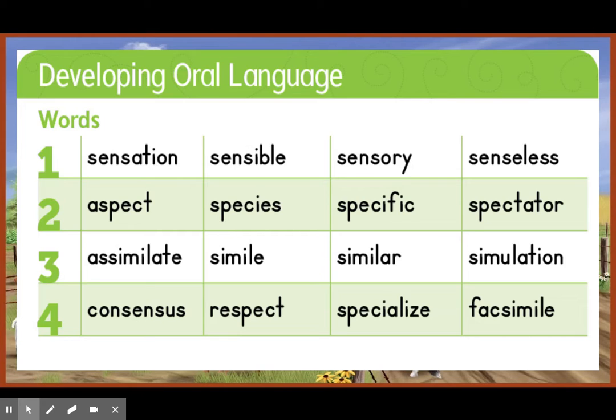Line 2, read with me, please. We have aspect, species, specific, and spectator. And as we know, that line uses the root spec, which means to see.